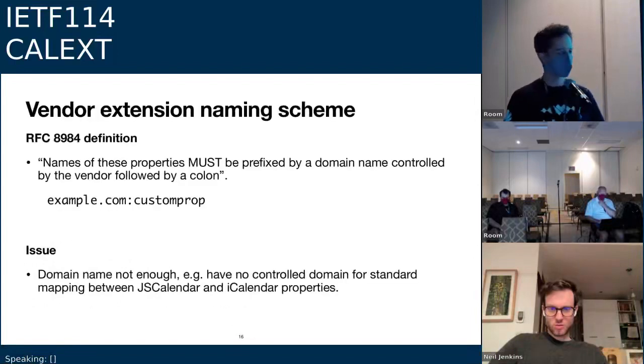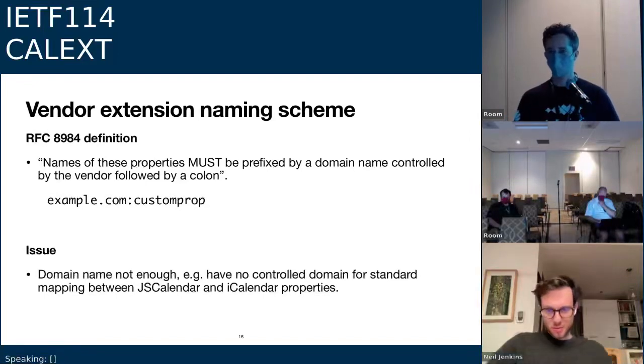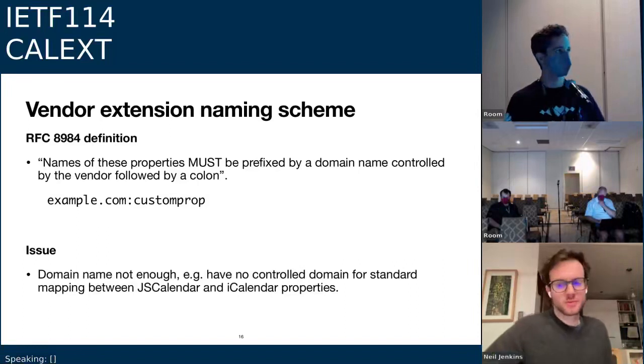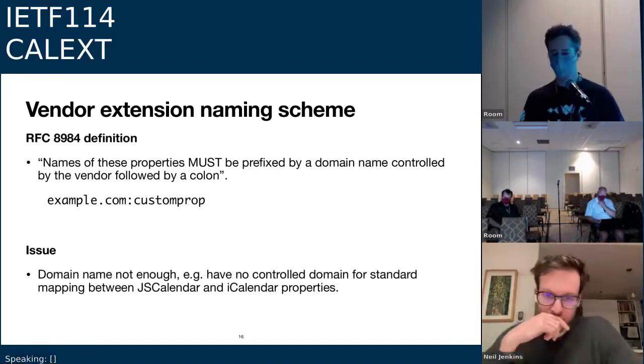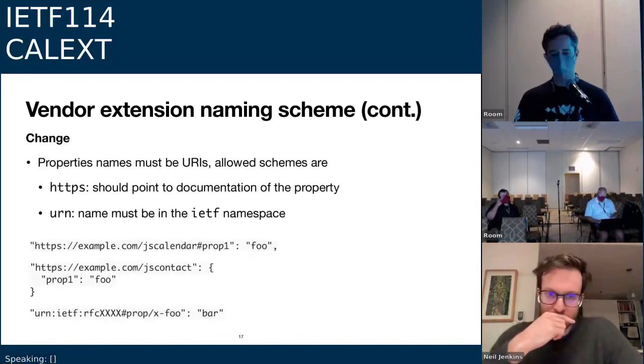Okay, so very quick. We propose to change the vendor extension naming schemes. Currently, it's defined to be a domain and the property name. While defining the standard mapping for JS Calendar, iCalendar, we realized we don't have a domain we are authorized to use. So we want to change the extension mechanism. On the next slide, there is the proposal.